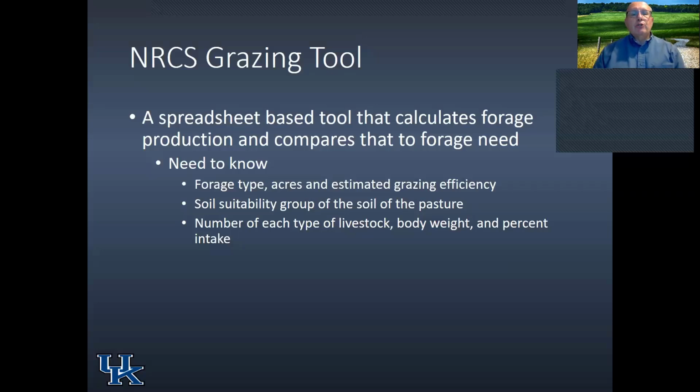You'll need to know the soil suitability group for the soil of your pasture. For our purposes, I'm going to let you assign your soil suitability group number to be 1, which means it's a very good soil, and the pasture will yield what it maximally might yield. In other words, it can reach its maximal attainable yield. And then you need to know the number of each type of livestock, their body weight, and percent intake. There are some guides within the tool for picking those numbers.